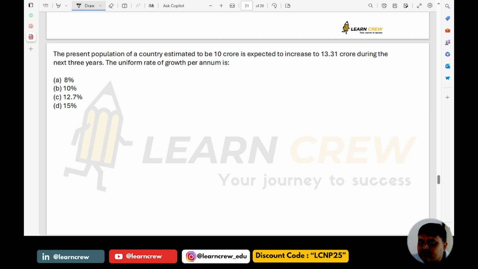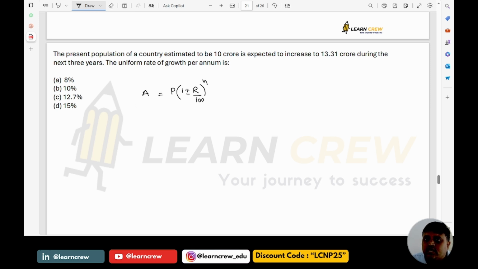And here I would like to give you a formula also. If the present value is P, and it is increasing or decreasing at the rate of R% per annum, then after n years, its value would be A equals P into (1 plus or minus R by 100) power n. If it is increasing, I use plus. If it is decreasing, I use minus.